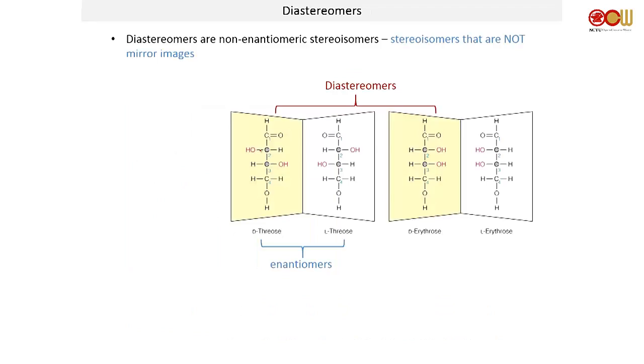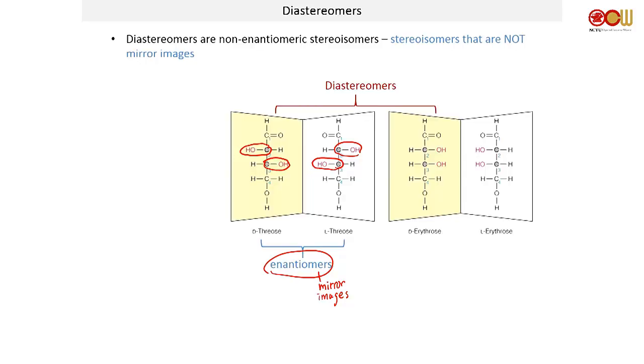Now, we're gonna have another type of stereoisomer. These things are called diastereomers. Now, enantiomers are mirror images. They are exact opposites, so every chiral center is opposite. For example, this guy is on the left, now this guy is on the right. This guy is on the right, then this guy is on the left. So mirror images are called enantiomers.